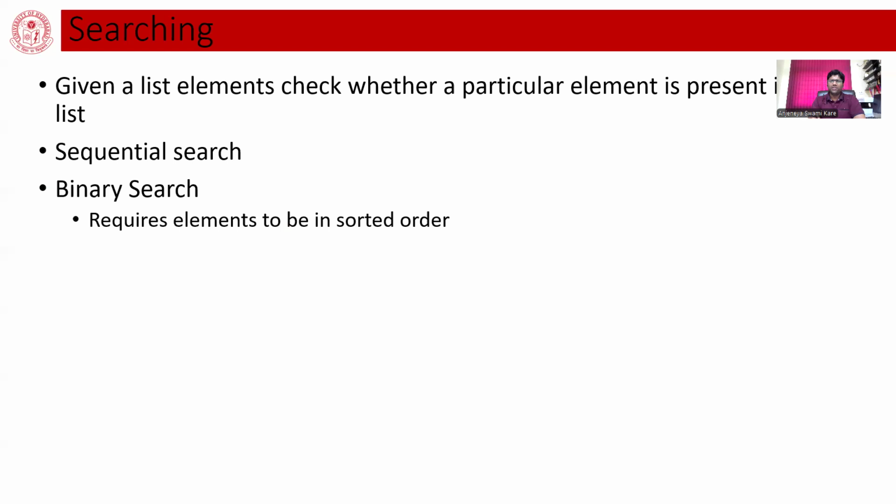There are two kinds of search: sequential search, and another one is binary search. Binary search requires elements to be in sorted order. If the elements are already in sorted order, either increasing or decreasing order, we can use the fact that they are ordered, and then intelligently search and reduce the computational time it takes to search an element. So first, let us focus on the sequential search.